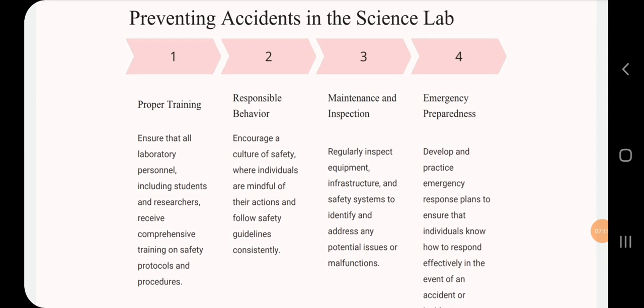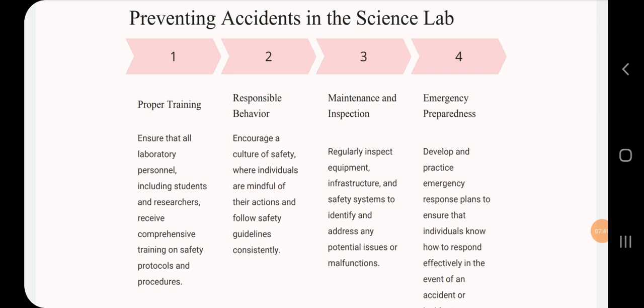Preventing accidents in the science lab. Proper training. Ensure that all laboratory personnel, including students and researchers, receive comprehensive training on safety protocols and procedures. Responsible behavior. Encourage a culture of safety where individuals are mindful of their actions and follow safety guidelines consistently.